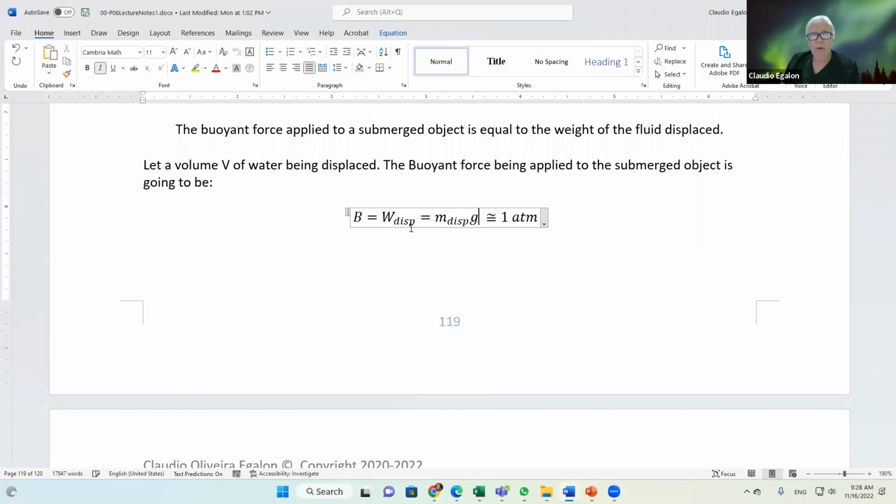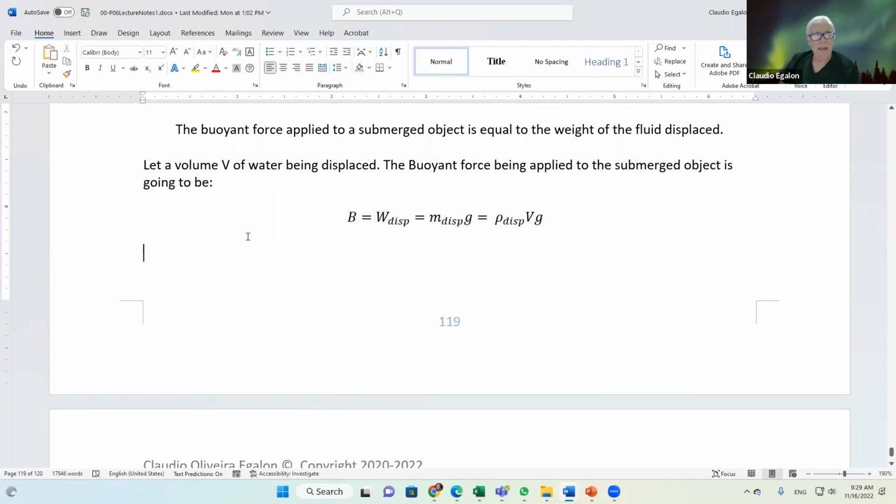And then we can go even further than that. Remember that the mass of a substance is related to the density of the substance. So we can write that down as rho of the displaced liquid times the volume of the object times g. Okay? So that's what the buoyant force is all about.